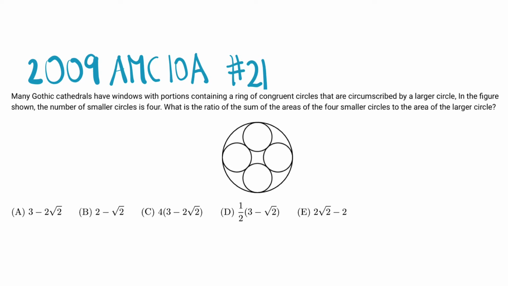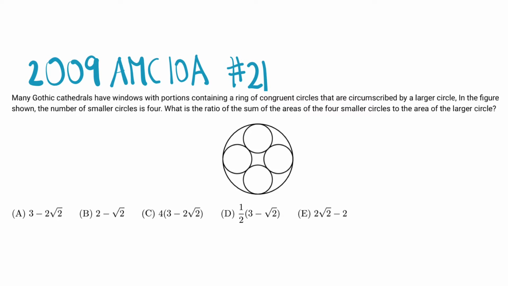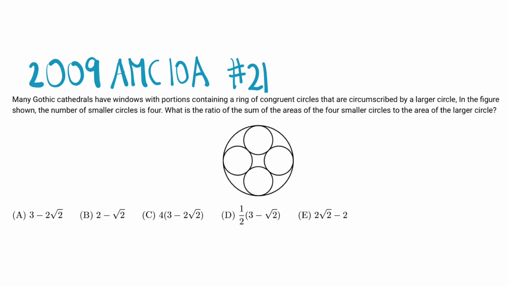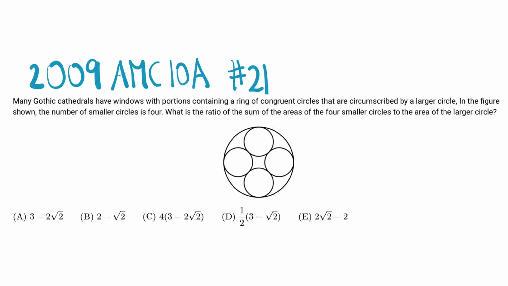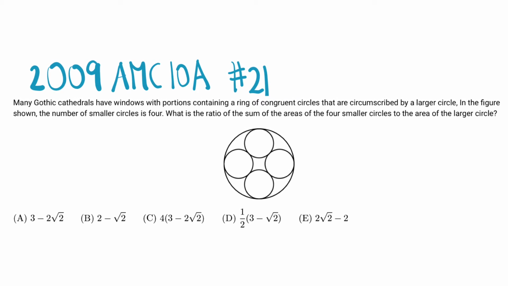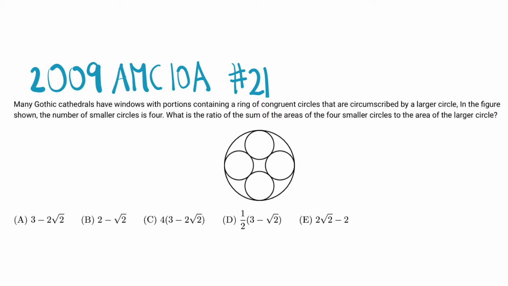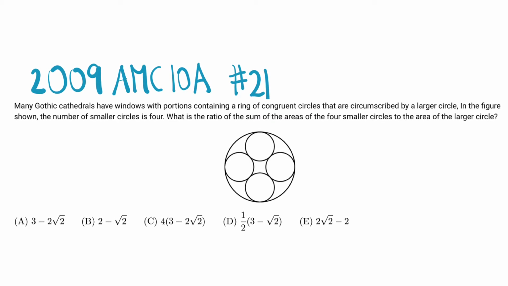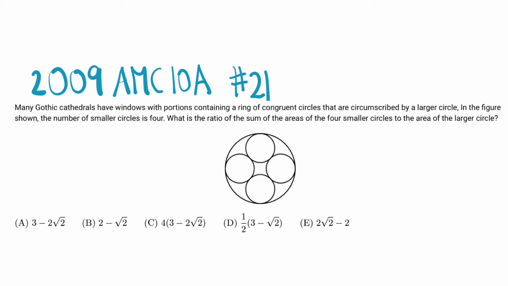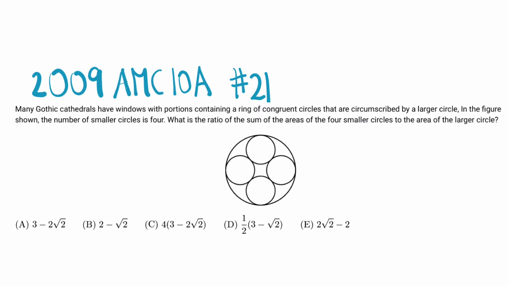So today we're going to be looking at 2009 AMC10A number 21. Here we have a ring of 4 congruent circles, and they are circumscribed by a larger circle. Our job is to find the ratio of the sum of the areas of the 4 smaller circles to the area of the larger circle.